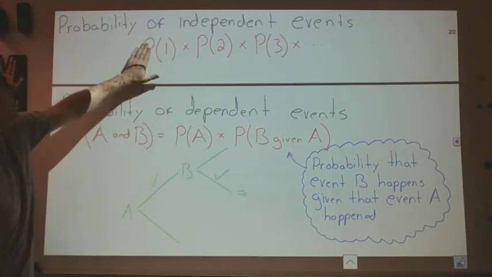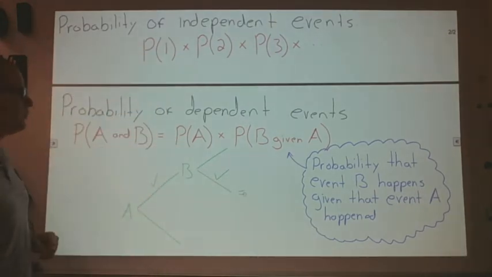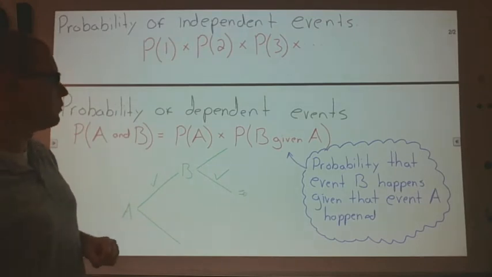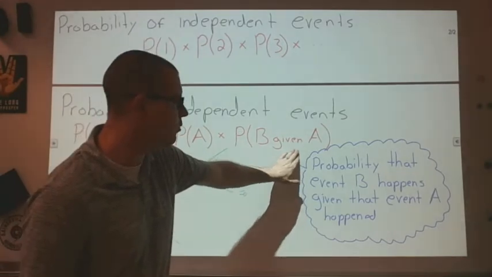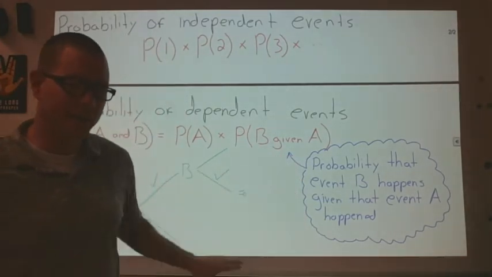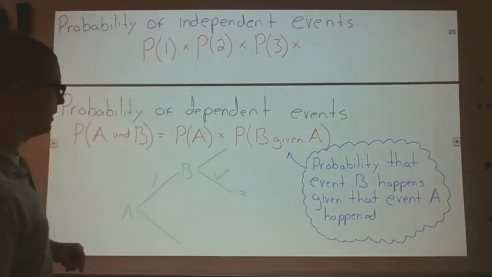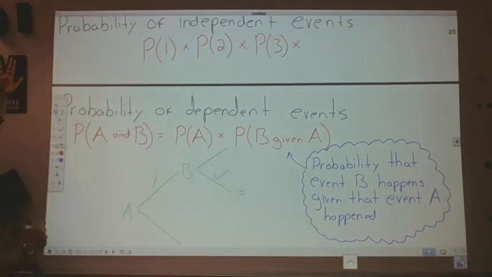These are our formulas. We're going to multiply for independent events, and for dependent events, we're going to have to find the probability of the first event described occurring and the probability of B given A, which a lot of times will probably include this diagram. So let's go look.